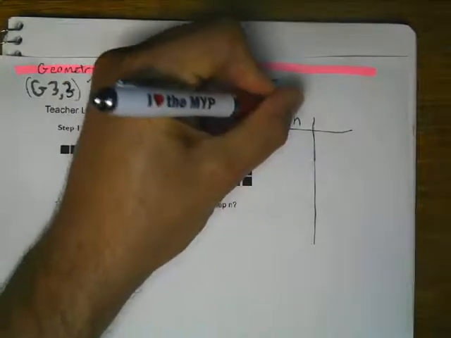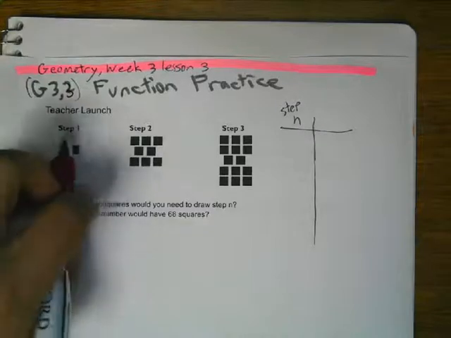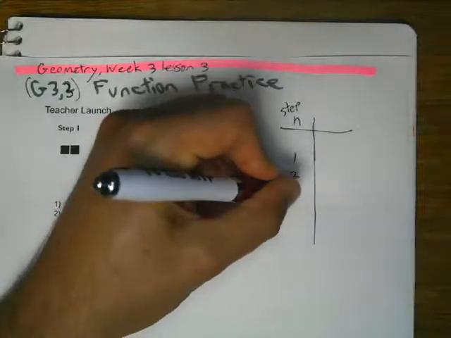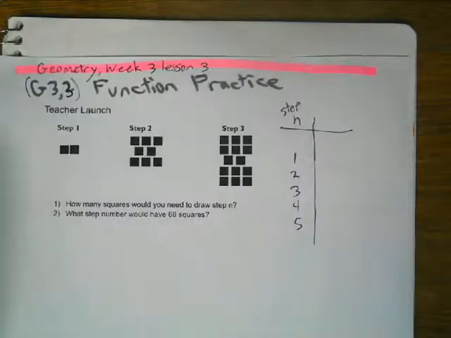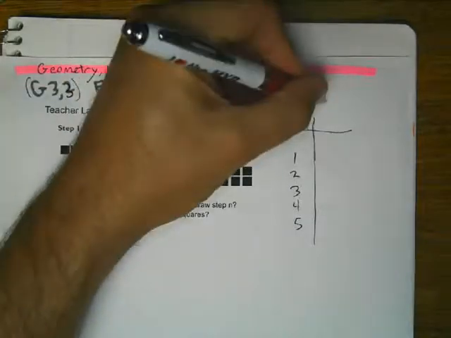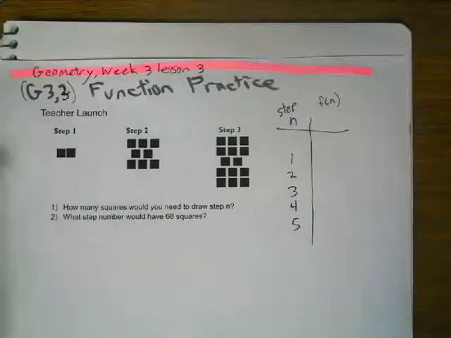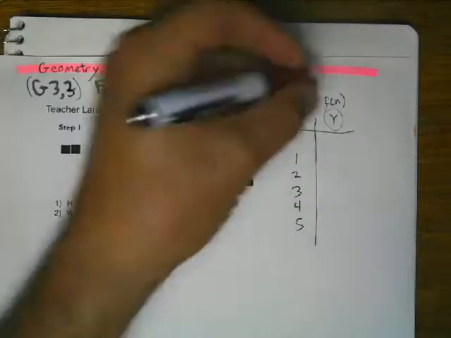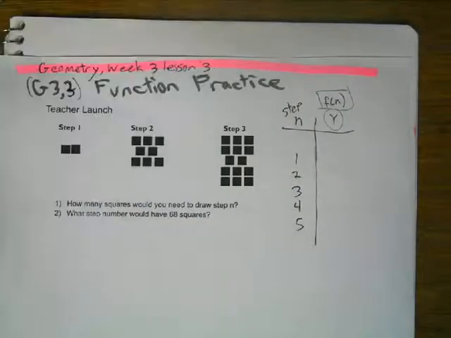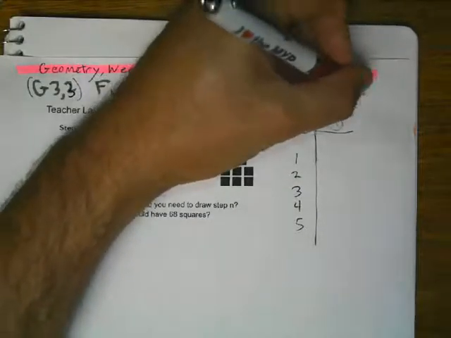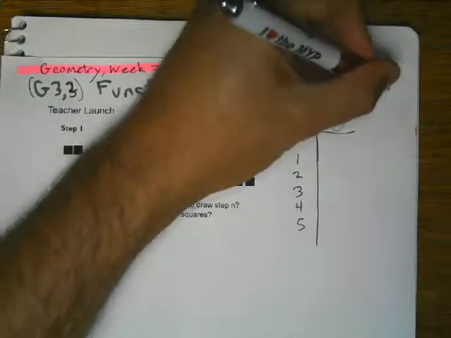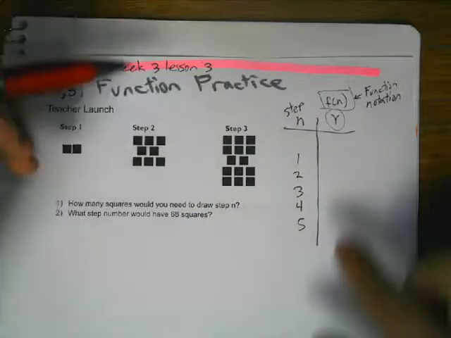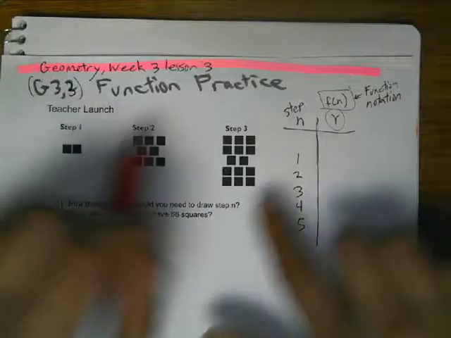Some of the things that we saw students write: some people wrote step, and so here we have step 1, step 2, step 3. So they wrote step N, and I saw people write 1, 2, 3, 4, 5. Some people wrote F of N, and a couple people wrote Y. Anyways, F parentheses N, we've discussed this before, is called function notation. Basically what we're saying is, when you plug in 1 into our function, this is the result we get.